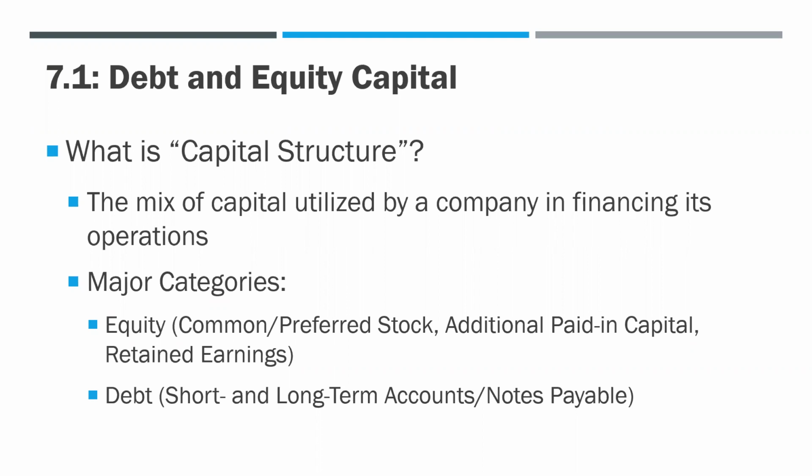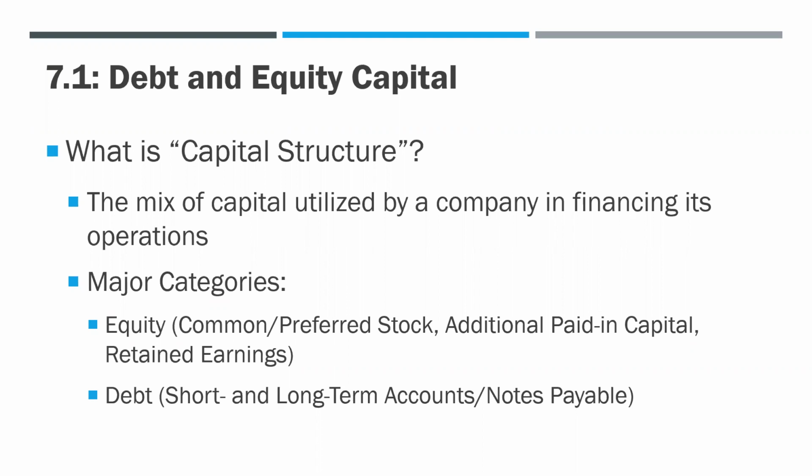Capital structure is that mix of capital utilized by a company in financing its operations, and you can have either equity capital or debt capital. Equity capital is going to be the money provided by the owners, either as initial investment or by the retaining of earnings in the business, which is that cumulative net income minus any dividends paid.